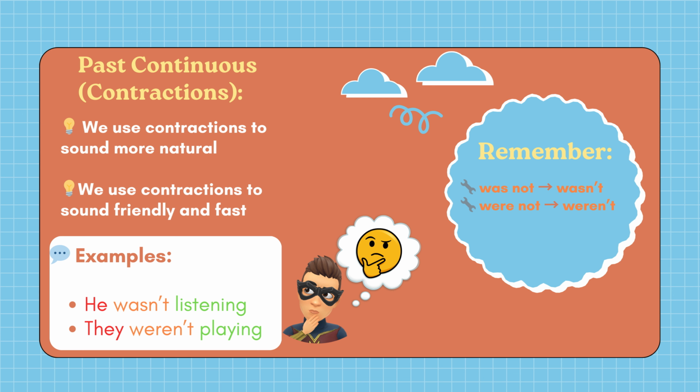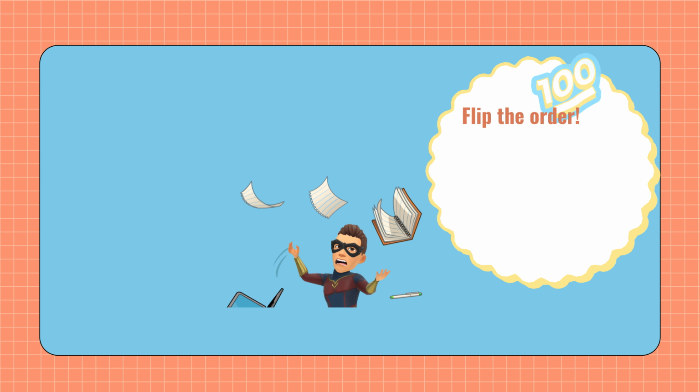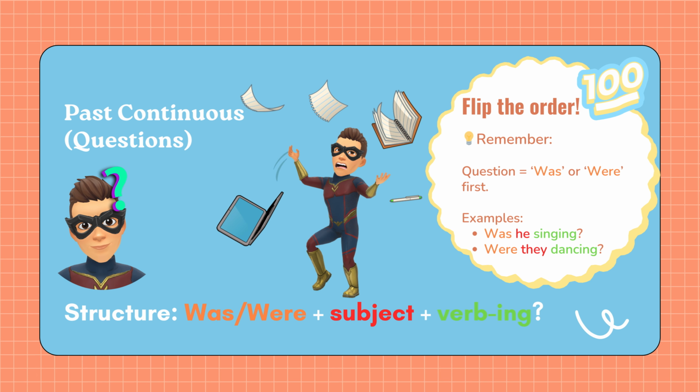Next, we'll look at how to form questions in the past continuous. Let's look at how to ask questions in the past continuous tense. We flip the order and start with was or were. Then add the subject and verb-ing. Like, was he singing? Were they dancing? Use was for I, he, she, it, and were for you, we, they. This helps us ask what someone was doing at a specific time in the past.